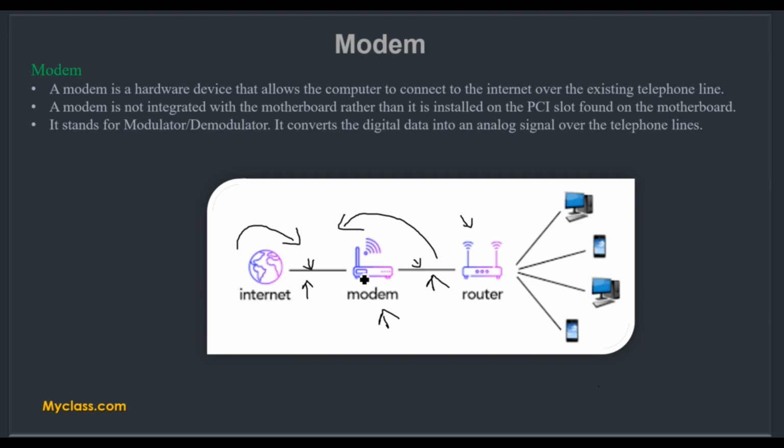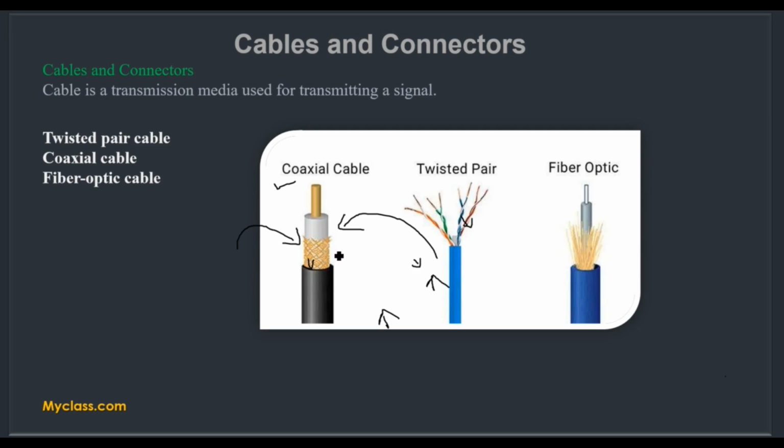These are all our main components. One more is cables and connectors, because all the devices can be connected through cables. Mainly three cables are there: coaxial cable, twisted pair and fiber optic. These are the three main cables that we use in a computer network. So that is all about the computer network components.